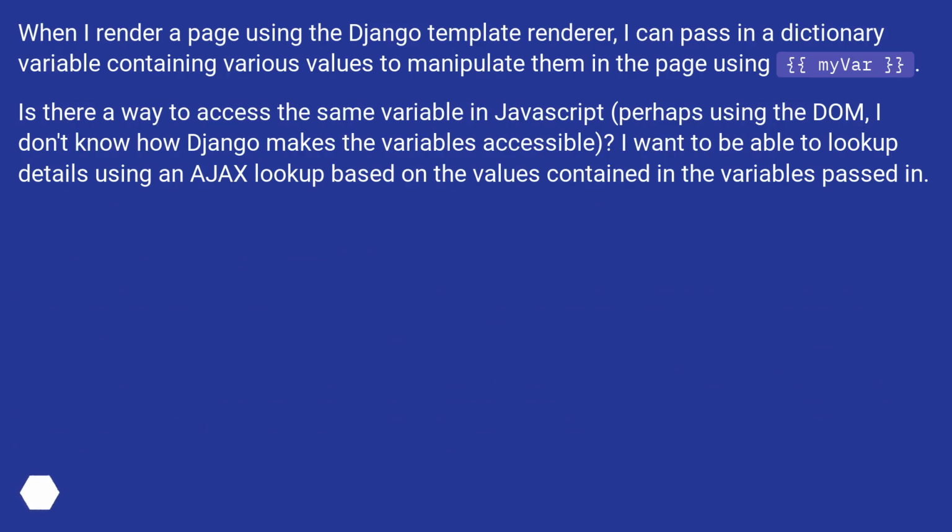When I render a page using the Django template renderer, I can pass in a dictionary variable containing various values to manipulate them in the page using myvar. Is there a way to access the same variable in JavaScript, perhaps using the DOM? I don't know how Django makes the variables accessible. I want to be able to look up details using an AJAX lookup based on the values contained in the variables passed in.